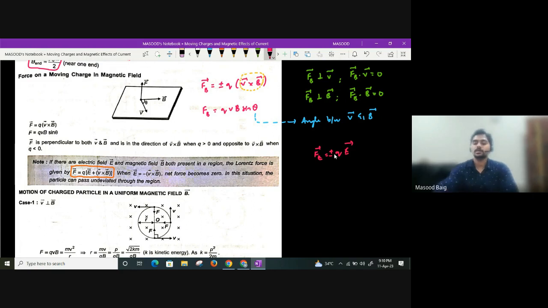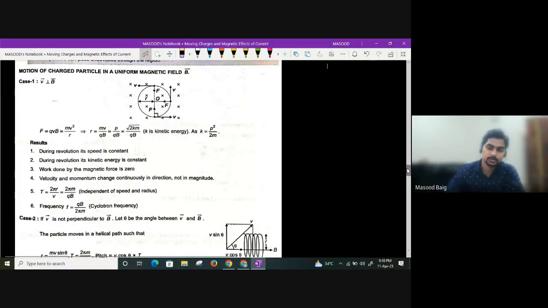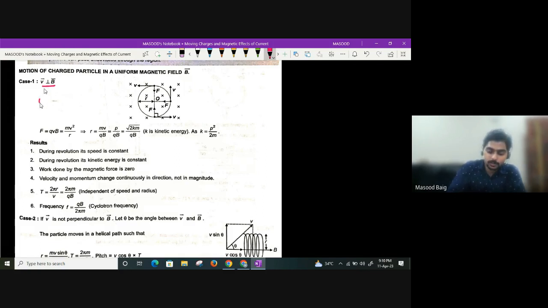Now some cases are very, very important. The first of those cases is the motion of a charged particle in a uniform magnetic field. So how should the motion be? First case is when the velocity vector is perpendicular to the magnetic field. Here the value of theta will be how much, beta? 90 degrees.